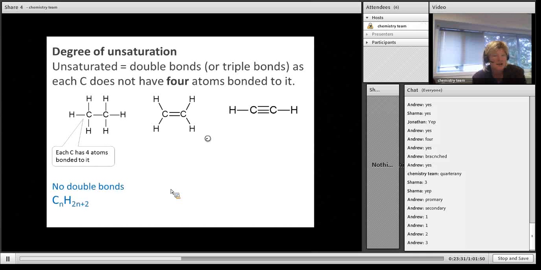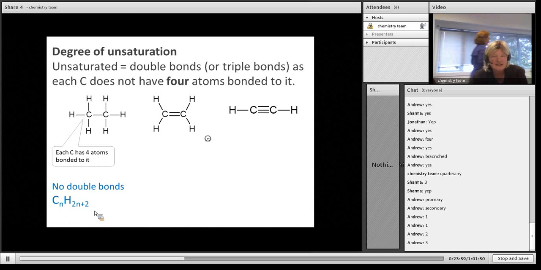And if you count there, I've got 2 carbon atoms in that alkane, ethane, and I've got 6 hydrogens. So if I make the N the number of carbon atoms, if it was 2, 2 times 2 is 4, plus 2 is 6. So I have 2 carbons, 6 hydrogens. It obeys that formula, CnH2n plus 2.